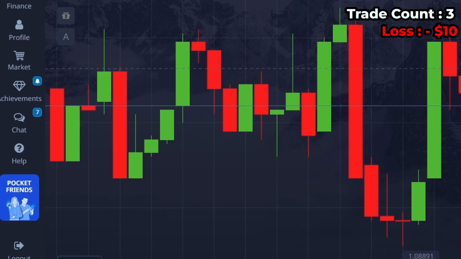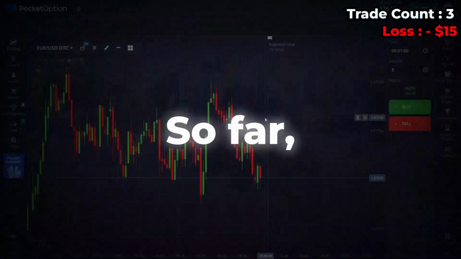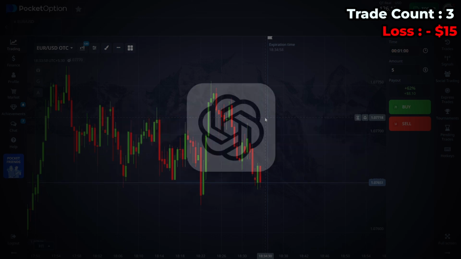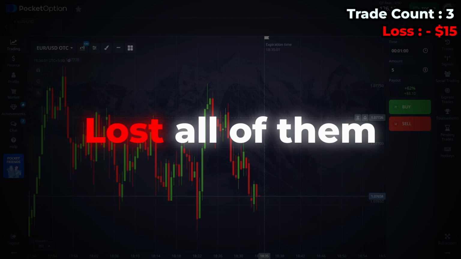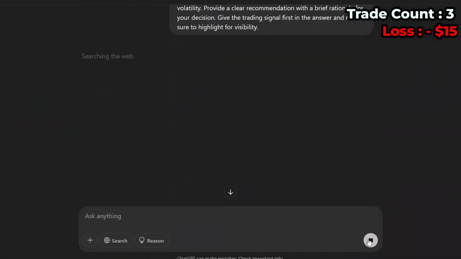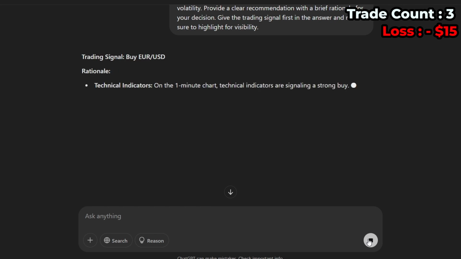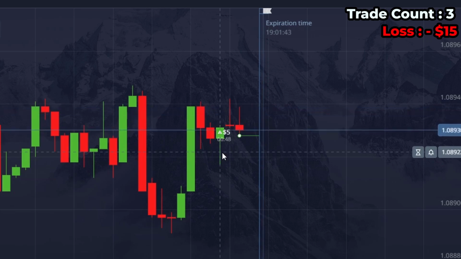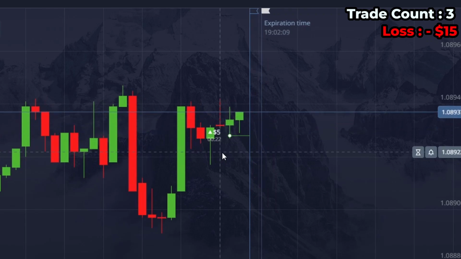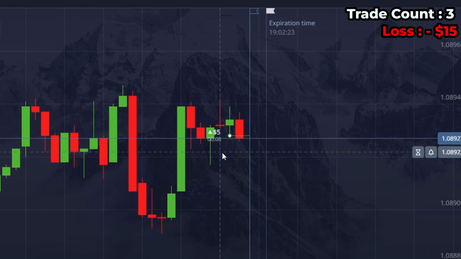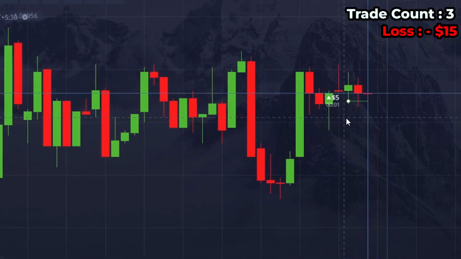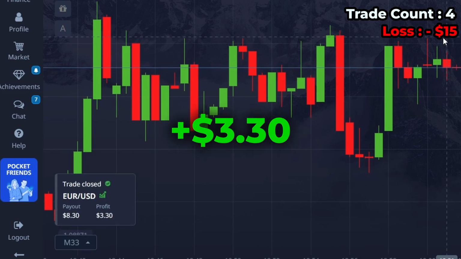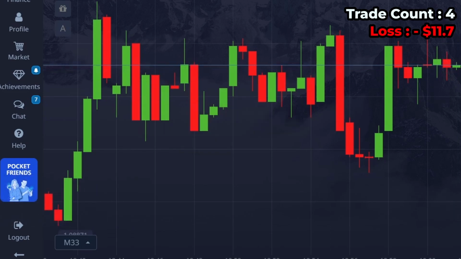ChatGPT seems to be having a really hard time analyzing the market. So far, we've placed 3 trades according to ChatGPT's signals and lost all of them. Nonetheless, let's go forward with the ChatGPT signal and place a buy trade on the market. Finally, we were able to win our first trade. Let's continue.